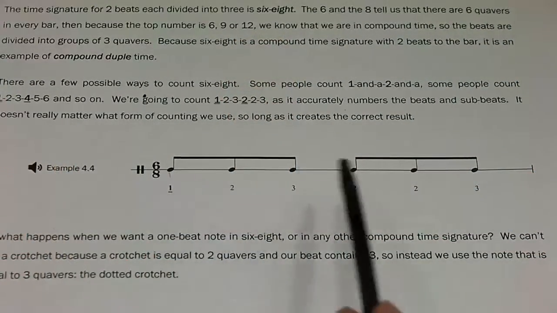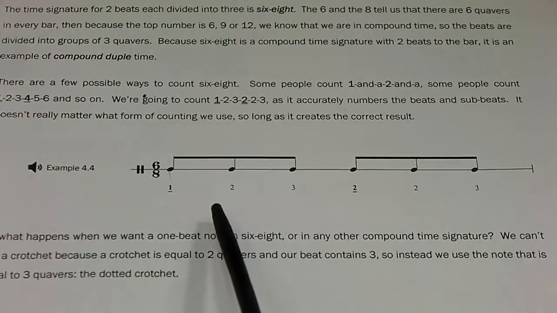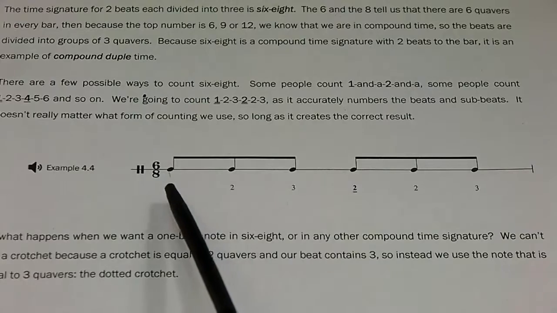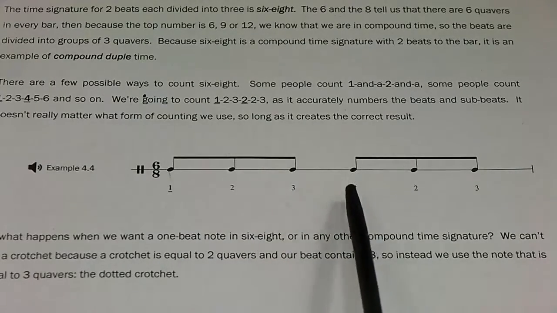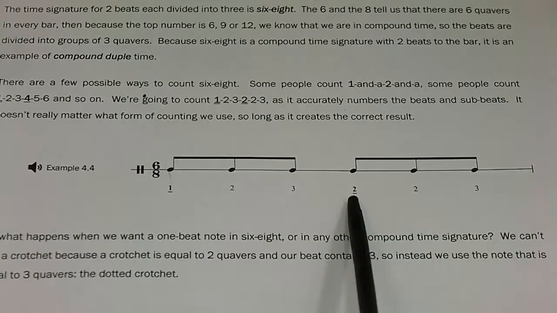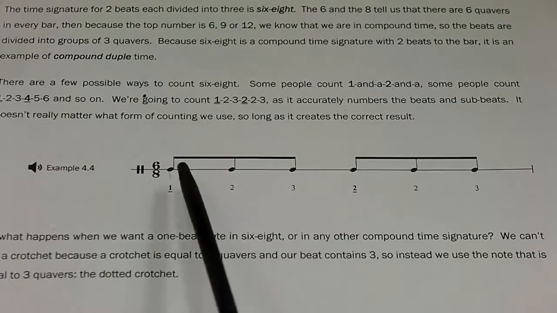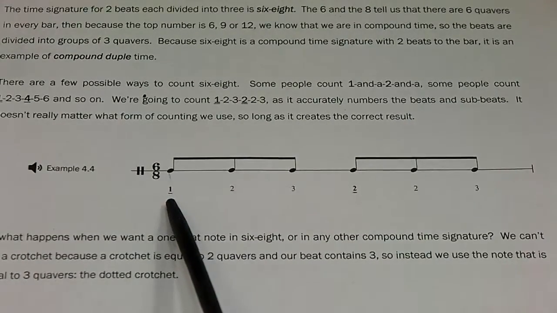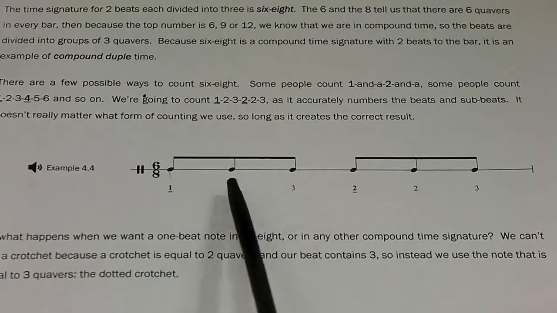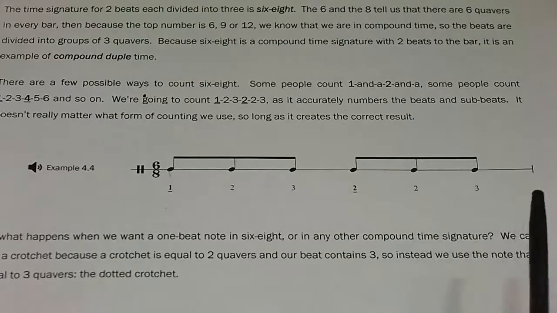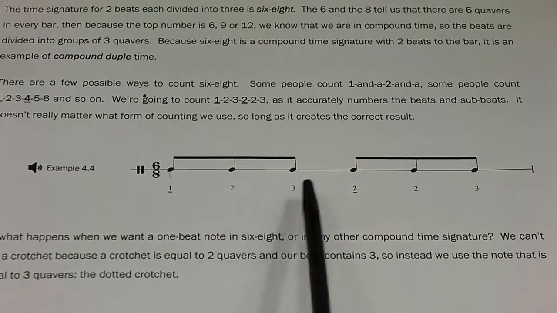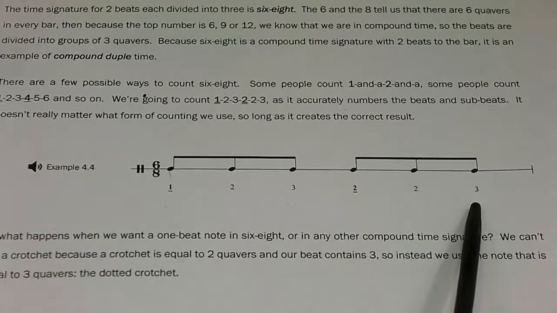So here in example 4.4 we have some music written in compound time. We have two beats to a bar and we're counting 1, 2, 3, 2, 2, 3, where this 1 and this 2 represent the actual beats of the bar, so this note lands exactly on beat 1 and this note lands exactly on beat 2. Then these smaller counts are used to represent the subdivisions of each beat into 3. 1, 2, 3, 2, 2, 3.